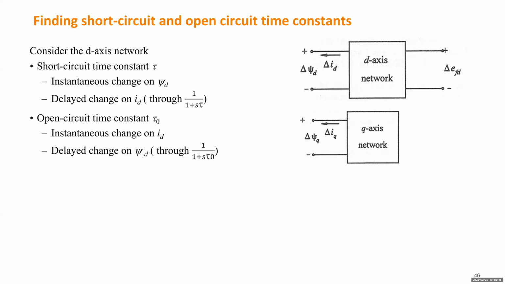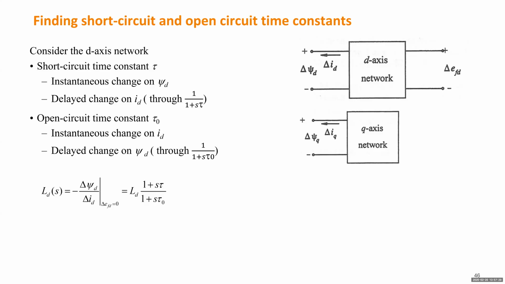If we have an open circuit contingency, you have an instantaneous change on the current, but you have a delayed change on flux linkage or voltage through some delayed first order component. But here we use tau zero. The zero just means open circuit, to be differentiated from short circuit. We haven't figured out what that tau 0 is, but we just utilize this idea. Okay. Then we can reasonably guess.